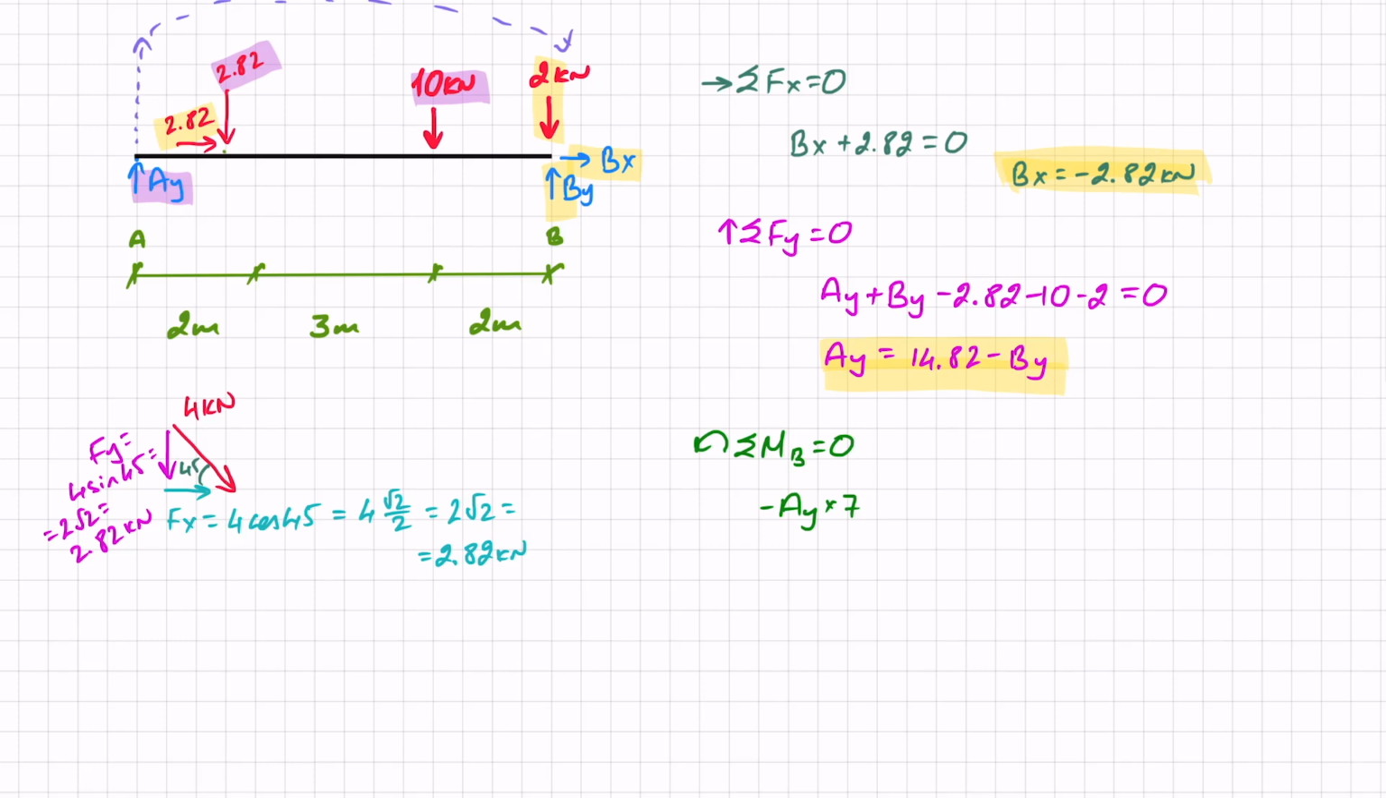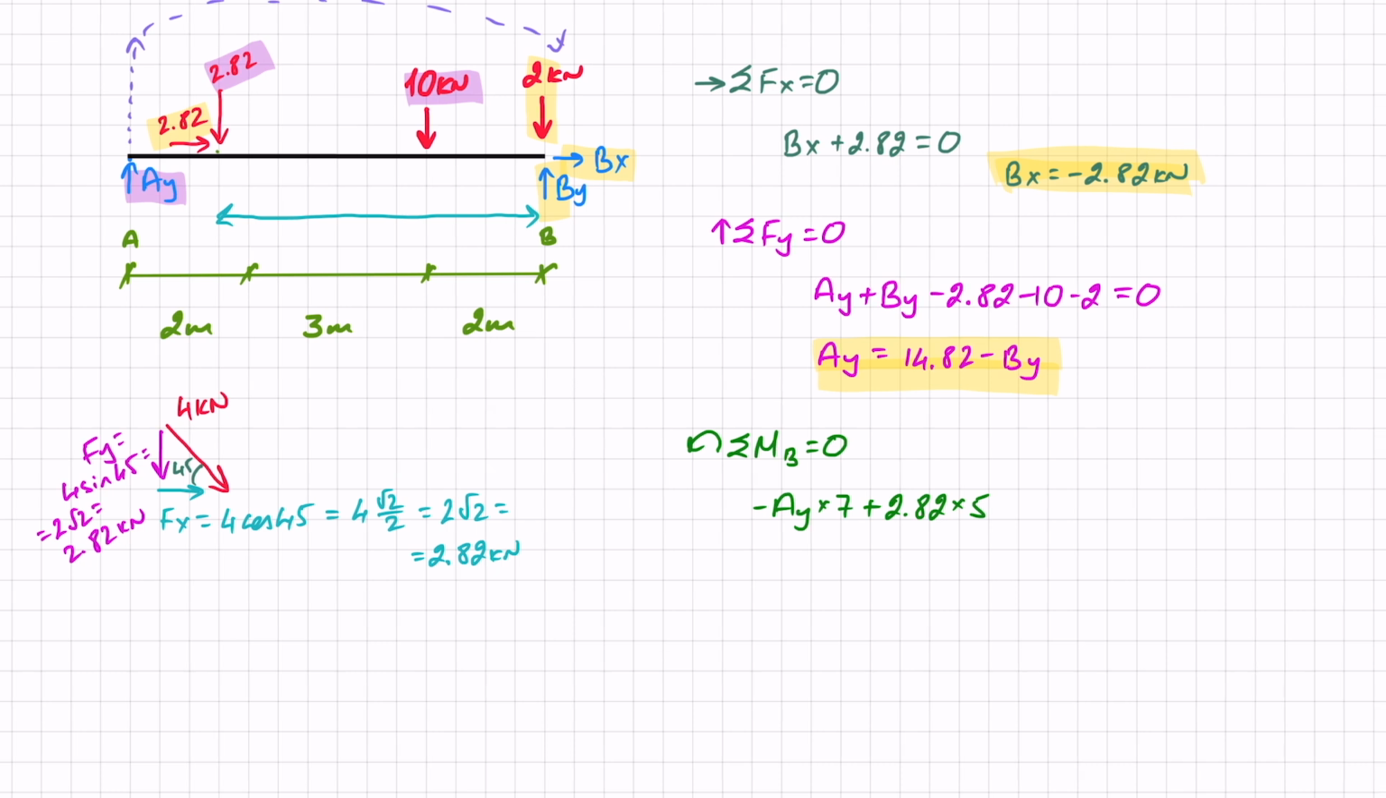The 2.82 gives a positive moment, so plus 2.82, and the distance here is the distance in x, this distance, right? This distance in x from the point of action, or from the line of action to point B. So that is 5. And the last thing I have is the 10. In a similar manner, the 10 gives a positive moment with a distance of 2, and that equals 0.